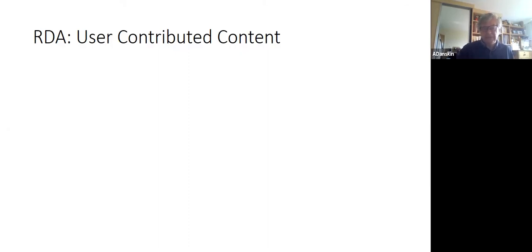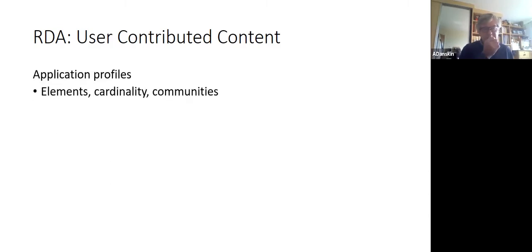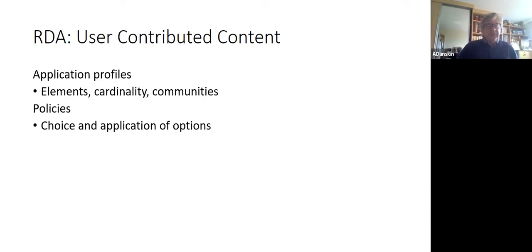So I'm going to start by talking about user-contributed content. Application profiles have been mentioned a lot. Application profiles tell us the elements that we're going to use, whether we need to use them, how many times we can use them or should use them. And they're specific to particular communities. Policies: as we've just seen with the Library of Congress examples, there is a lot of choice in RDA. Many things are expressed as options, and the policy statements guide cataloguers as to what to do in terms of choosing and applying options.